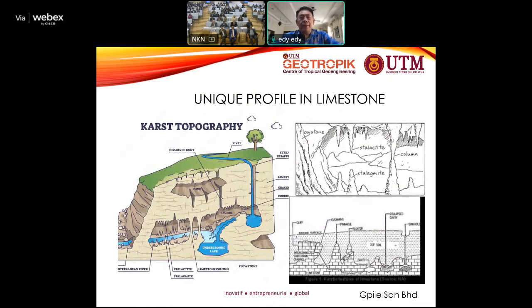This is in the limestone area where we obviously could see the stalactites, stalagmites, and the cavities inside, due to the dissolution process that happens very easily because of the calcite minerals, which are weak and easily dissolved in the rainwater. Okay, next slide, please.